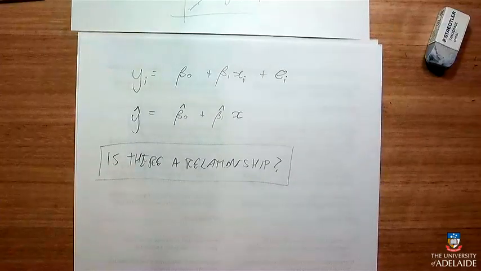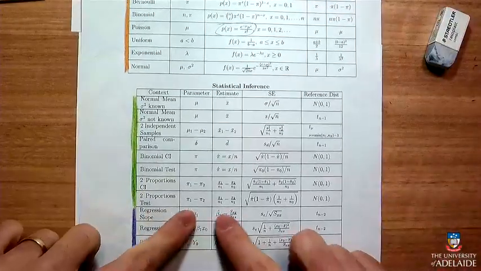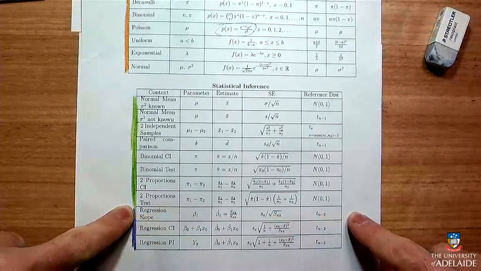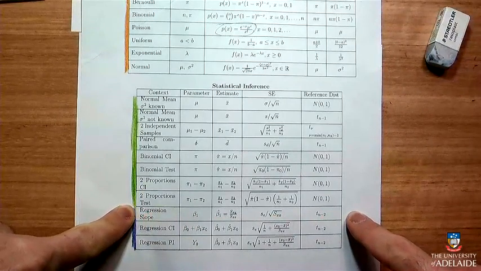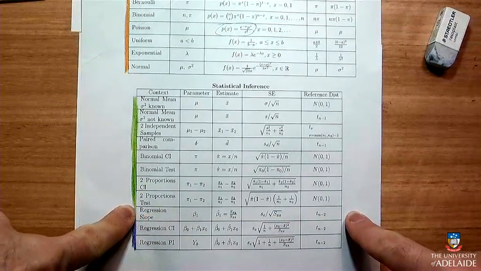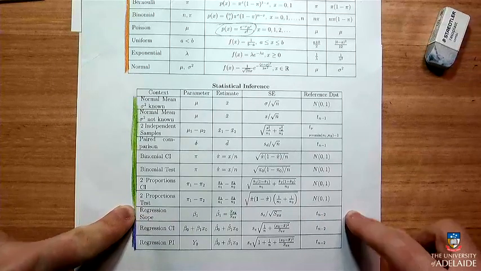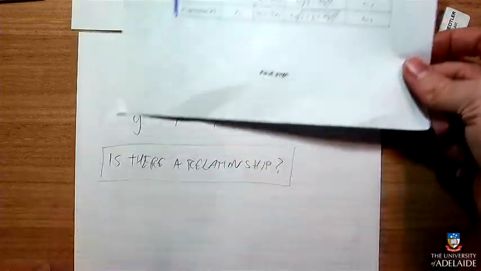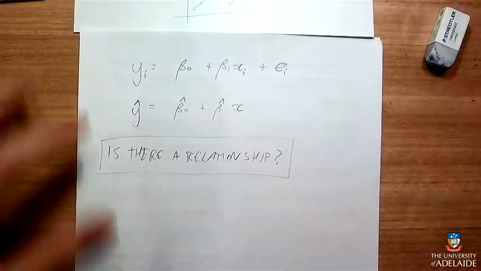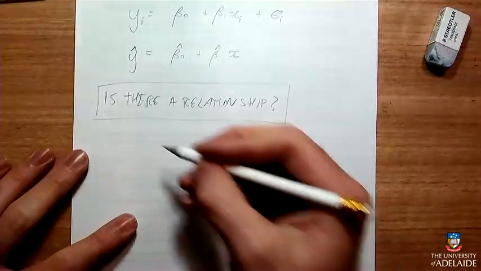And that's this row here in your table. This row here is designed to help you answer the question of, is there a relationship? Okay, so to answer this question, I'm going to need a p-value.